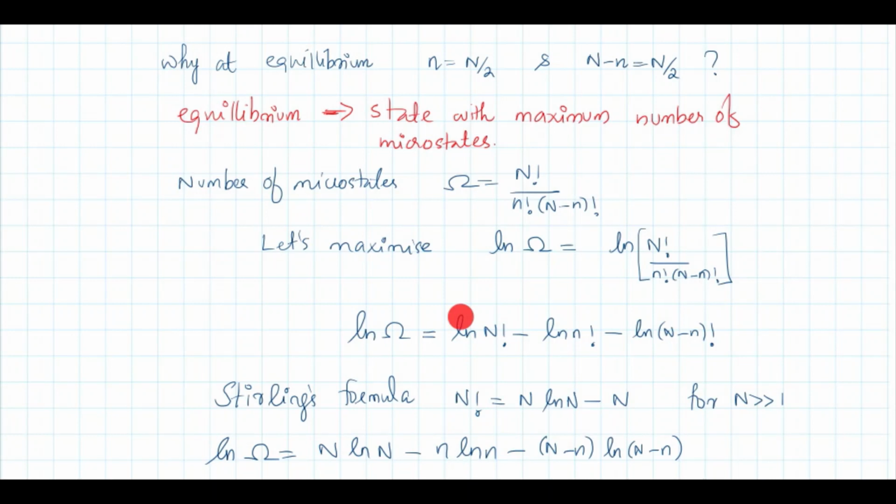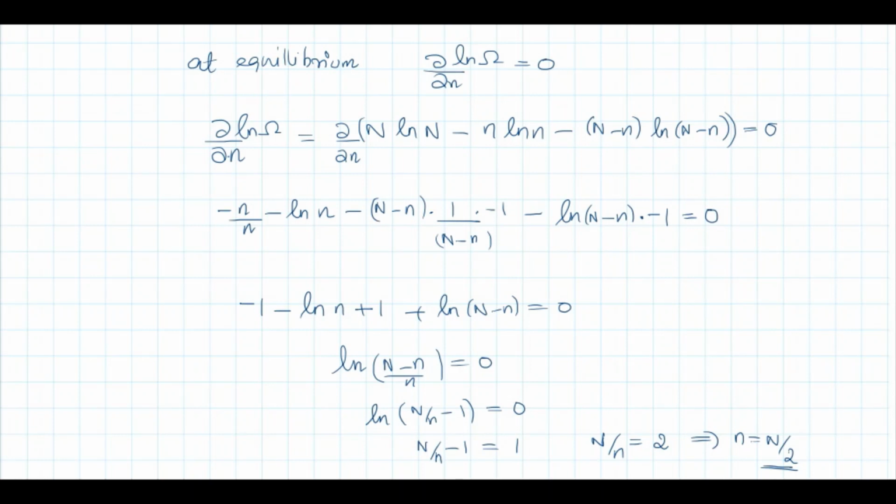If N is very large, you can apply Stirling's formula, and log N factorial is N log N minus N. Applying that formula for the first term, you will get N log N minus capital N. For this term, you will get small n log n minus small n. For this term, you will get (N minus n) log (N minus n) minus (N minus n). The last terms will cancel. Finally, you will get N log N minus small n log n minus (N minus n) log (N minus n).